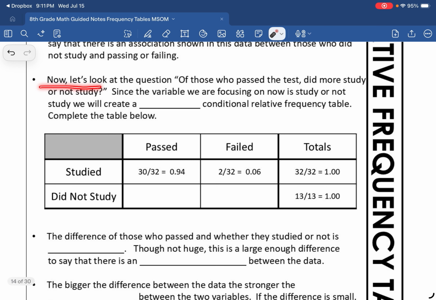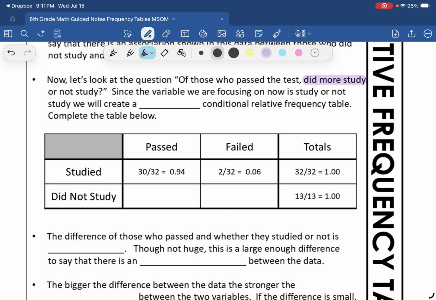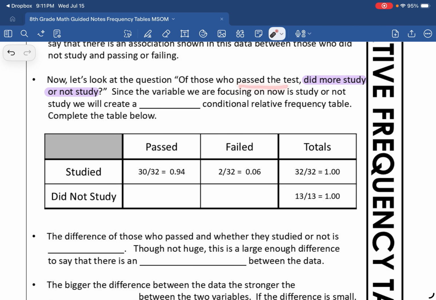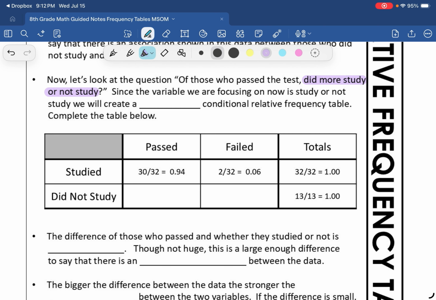Now let's look at the question: of those who passed this test, did more study or not study? So we are looking at the variables of did study or did not study. Those are the two. Yes, it is talking about those who passed the test, but we're looking at if they did study or did not study. Since the variable we are focusing on now is studied and did not study, see how those are in the rows? We will create a row conditional relative frequency table.